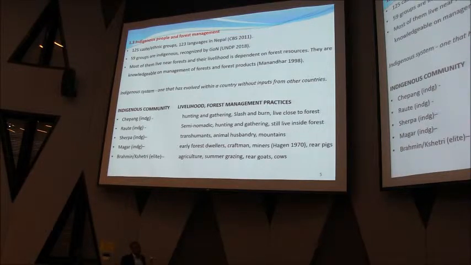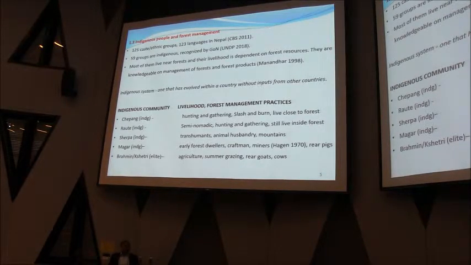As this is a small country, we have a great number of variations in culture. We have 125 ethnic groups and 123 languages. Among them, 59 are indigenous. Indigenous people live near the forest and their livelihood is dependent on forest resources, so they are knowledgeable about forest management. Here I can define the indigenous system as one which has evolved within a country without input from outsiders. So here is a list of indigenous communities and their livelihood and forest management practices.